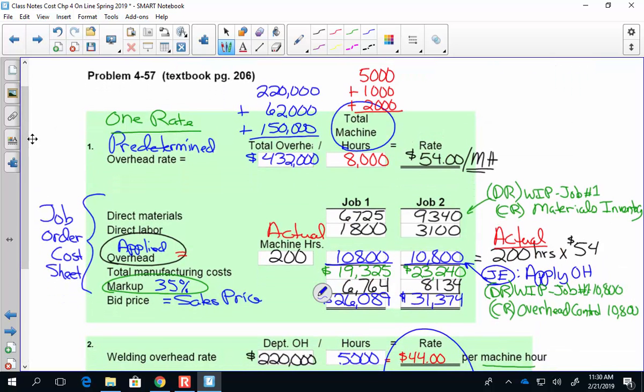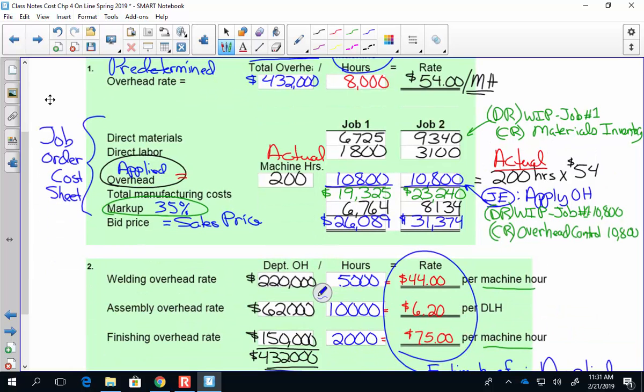Problem 57 is another problem I just put in our overview. This is on your points as well, or your homework assignment. But I wanted to just show you the steps again. Coming up with our predetermined rate, right? In this case, there's just one. And how we assign or apply that overhead. In this case, the rate was 54. 54 times the actual machine hours, which is 200 for both job 1 and 2, comes up with the applied amount 10,800. I also put here the journal entry, right, to record that application.